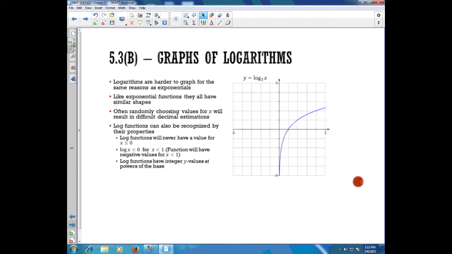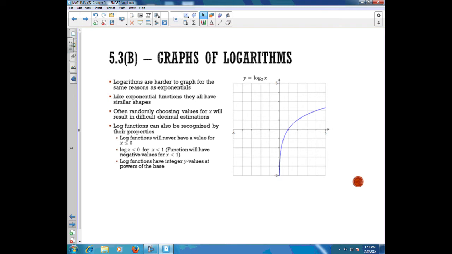Now, the logarithm is going to be negative, so it's going to be less than 0, for any values where x is less than 1. So the function is always going to have negative values for x less than 1. And then log functions have integer y values at powers of the base.